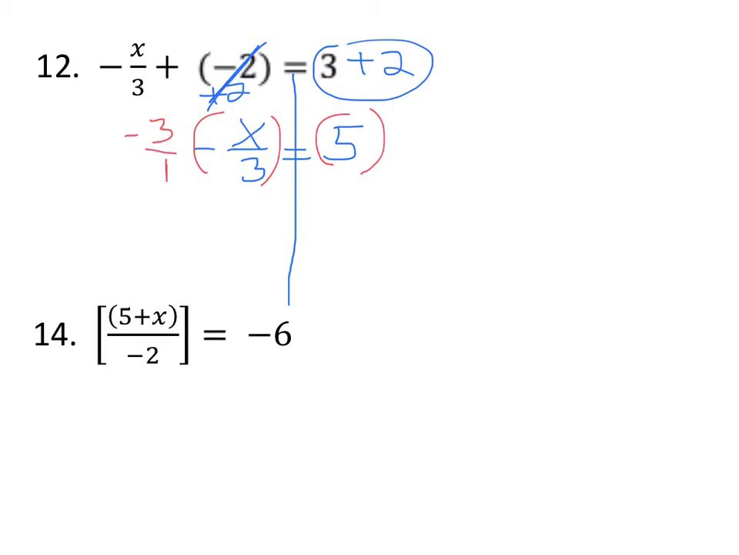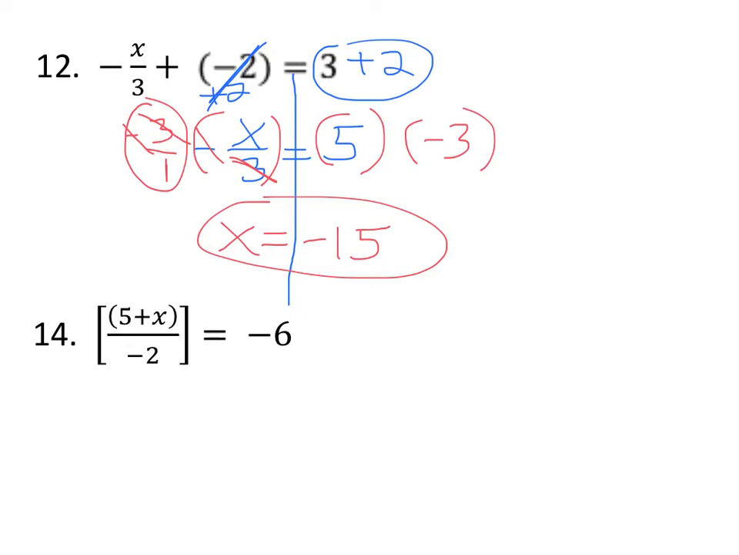Now what happens on the left side is this 3 cross-cancels with that bottom 3, and this negative times this negative gives me a positive, so I have positive x, which is what I want. Since I multiplied the left side by -3, I'm going to multiply the right side by -3, and 5 times -3 gives us -15.